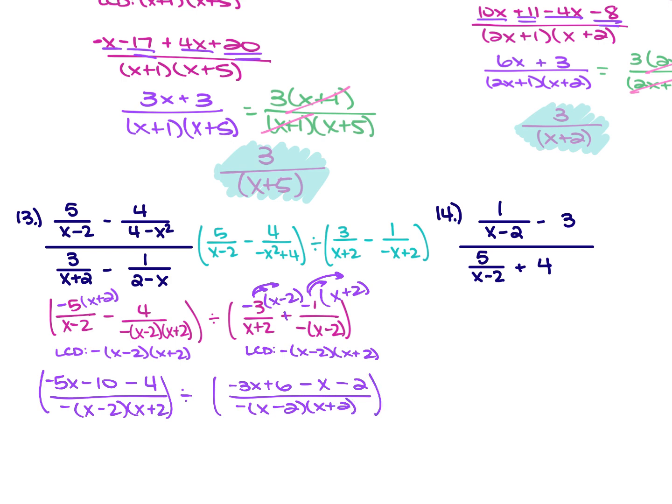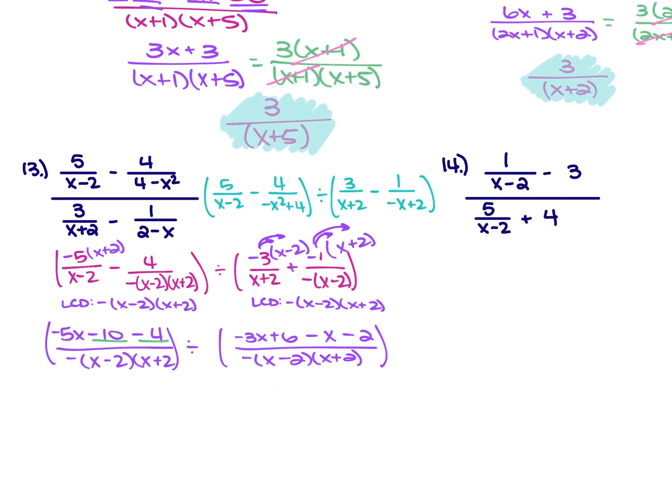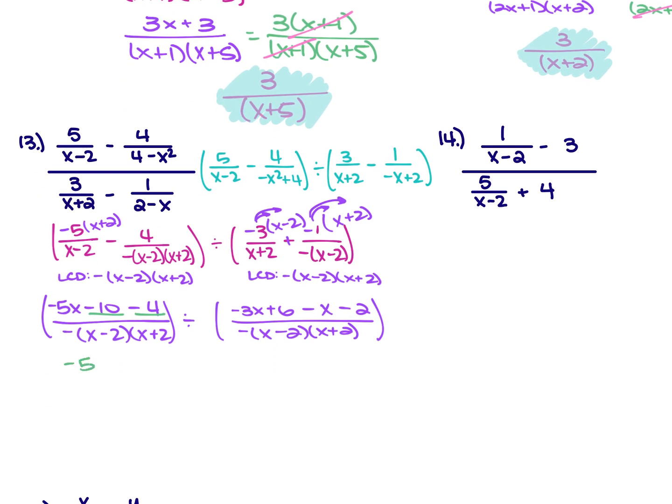You are going to simplify in your numerator of each of these sets of parentheses. So with the first, the −5x − 10 − 4. Your negative 10 and your negative 4 are like terms. Combine them. That gives you the opposite of (5x − 14) all over the opposite of (x − 2)(x + 2). Your second set of parentheses, your like terms are the negative 3x and the negative x, which gives you negative 4x, and the 6 and the negative 2, which gives you 4. This is all over the opposite of (x − 2)(x + 2).